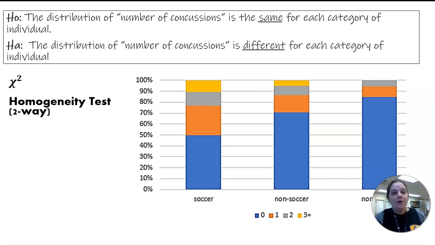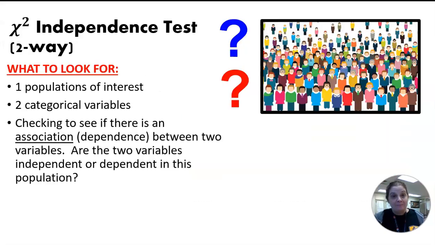All right, the other part of this, my null and alternate hypotheses, will literally be that. Remember, the null hypothesis is a hypothesis about sameness. So we would say something like, the distribution of number of concussions, there's my variable, the distribution of the variable, meaning the whole pie, is the same for each category of individual. And my alternate hypothesis would be that same statement, but with an idea of difference.